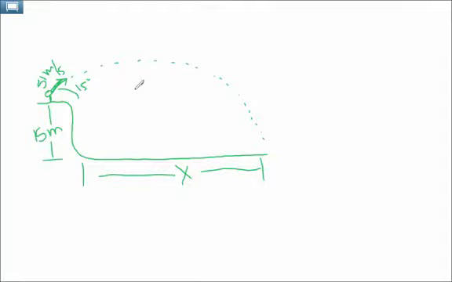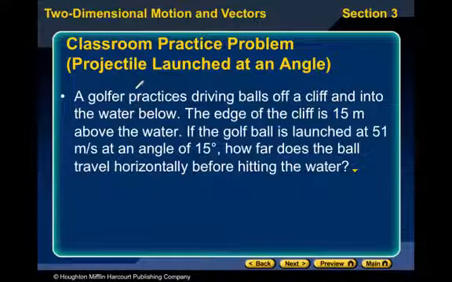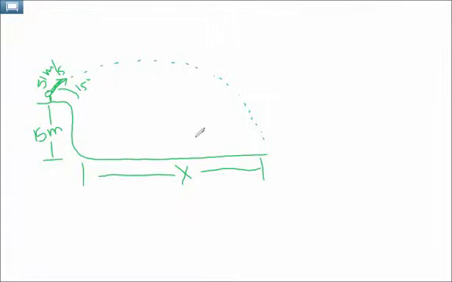That's the angle. The angled velocity is 51 meters per second. And that's all we got. So now what? We know y. Let's write down our givens. We need x. So x looks about 40. We know a_y is equal to negative 9.8 meters per second squared.